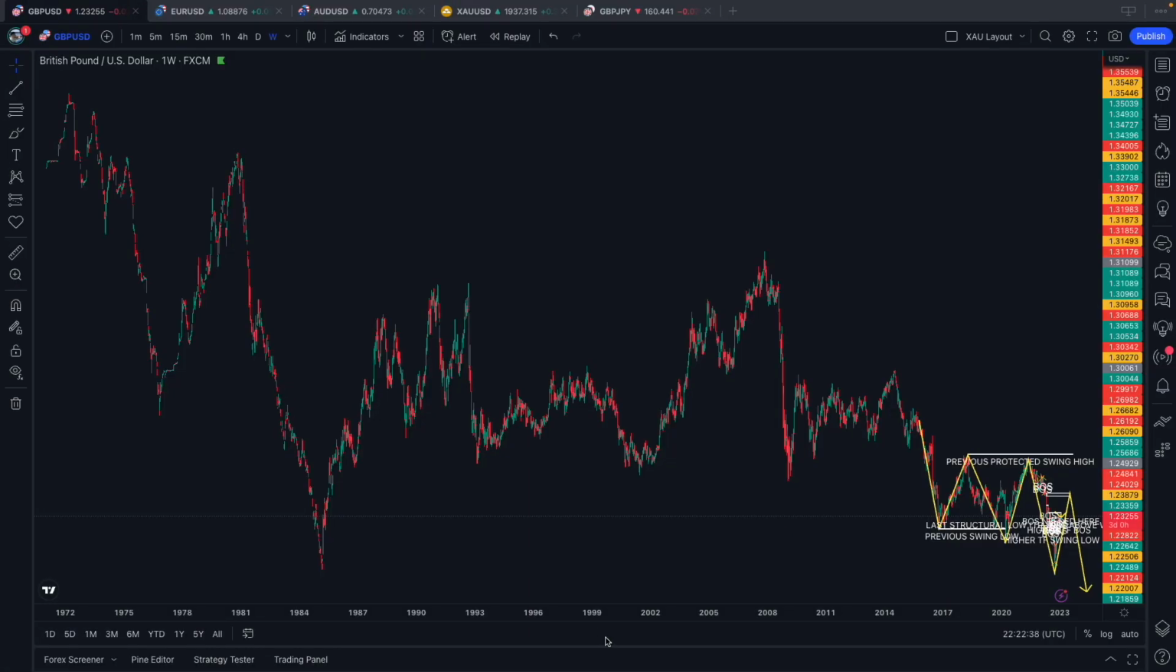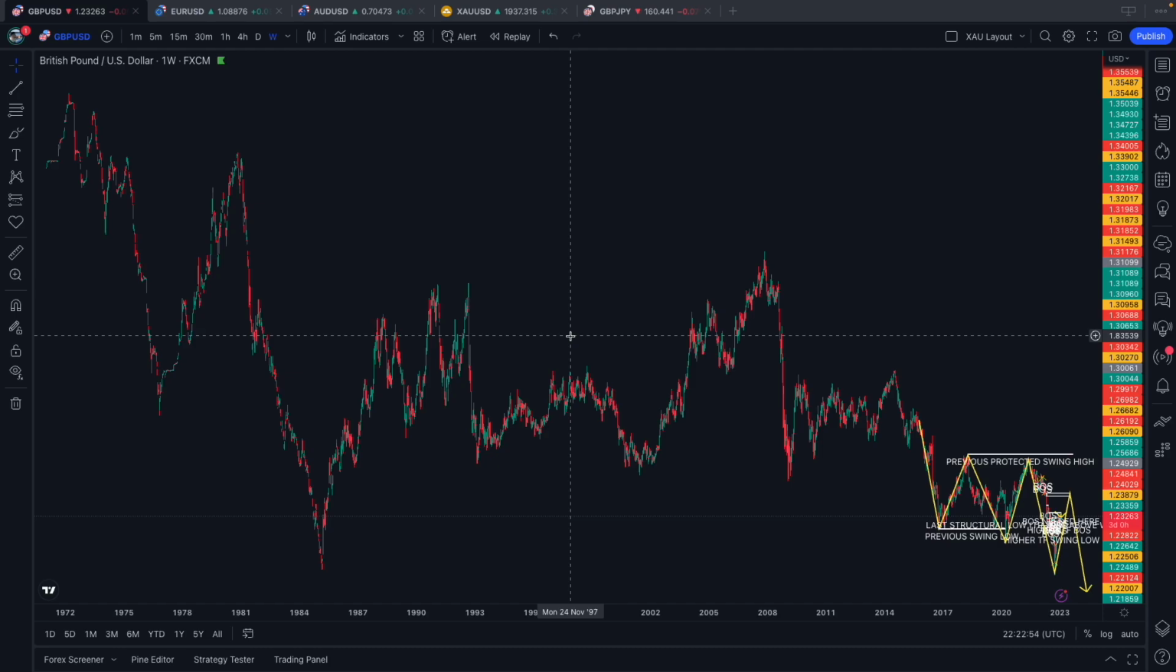Okay, so on screen you will see the Great British Pound to the US dollar market. This is on the 1 week time frame, so it's very scrunched out. This is just giving us data right the way back to 1972, so we can see the entirety of this market and how price has been playing out.